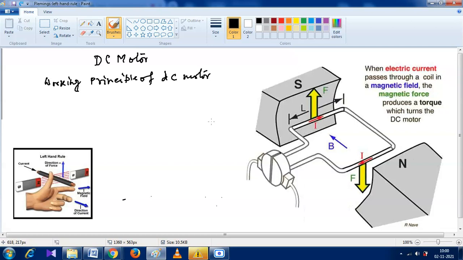Then we can see in a motor that two forces act on the different conductors. If two different forces are acting like that, then a torque is produced, and the DC motor will rotate with some speed.